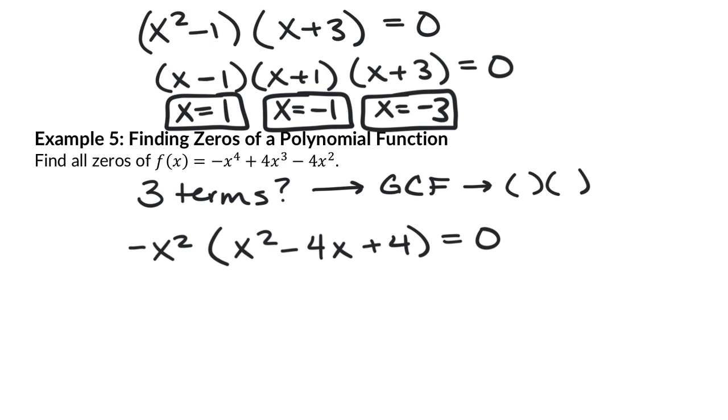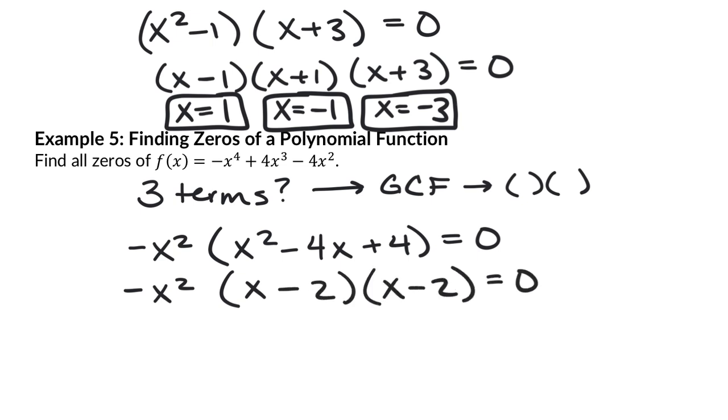Now, can we factor that trinomial? Yeah, the numbers that multiply to 4 and add to -4 are -2 and -2. And once it's in fully factored form, you can find the zeros really easily. The zeros for this function are 0 and x equal to 2.